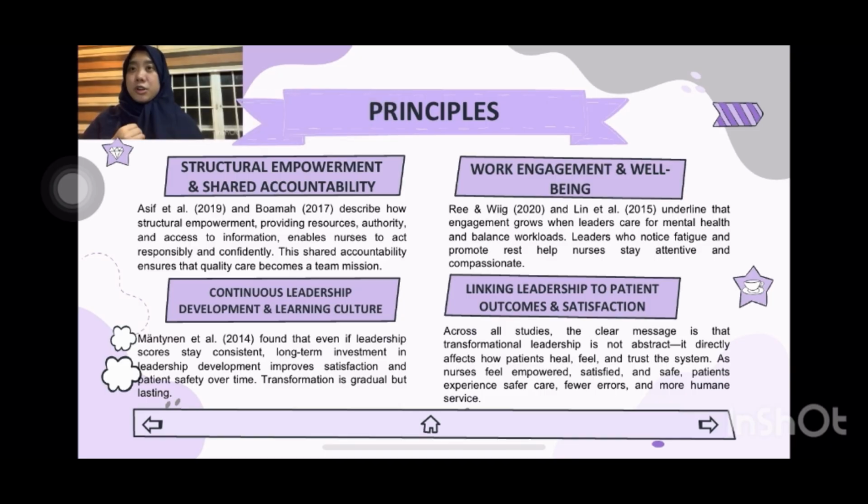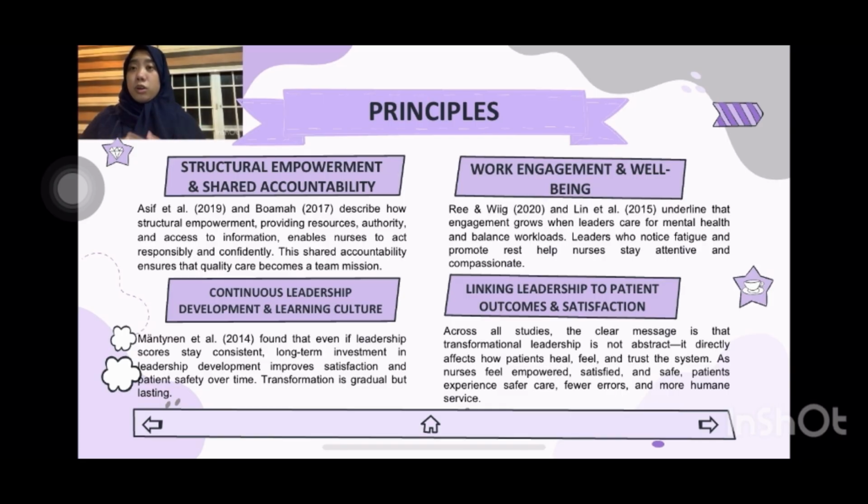7. Structural empowerment and shared accountability. Asif and colleagues in 2019 and Boam in 2017 describe how structural empowerment, providing resources, authority, and access to information, enables nurses to act responsibly and confidently. This shared accountability ensures that quality care becomes a team mission. Giving nurses authority to monitor infection control or report safety lapses directly helps improve outcome and build ownership among staff.